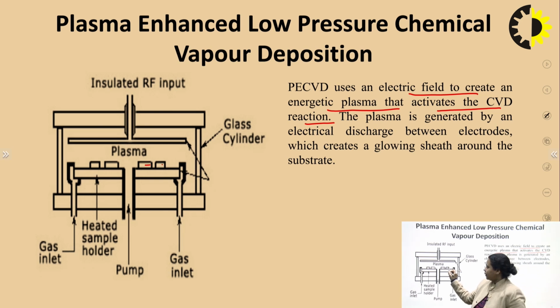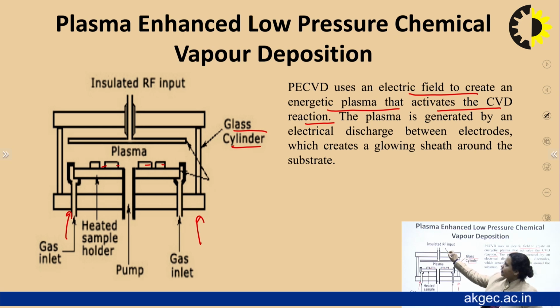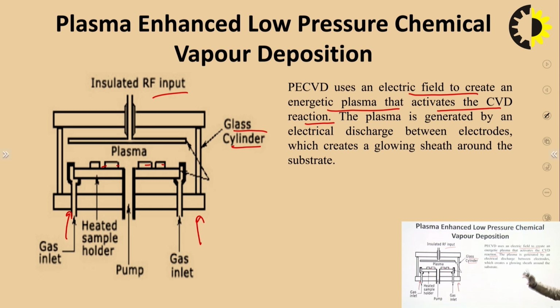Here the wafers are kept in this chamber, and this is the heated sample holder, and the pump is used to take out the wafers. The gas goes over the wafers from both sides, and the whole process uses the glass cylinder which I have drawn, and the insulated RF input. The input is used to create the electric field and the electric current which develops the plasma, and that plasma is going to create a layer on your wafer, right? So this is plasma enhanced CVD. Plasma enhanced low pressure CVD is another method of chemical vapor deposition.